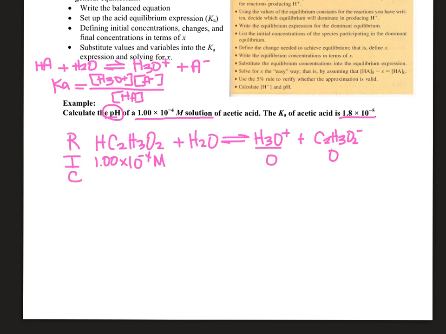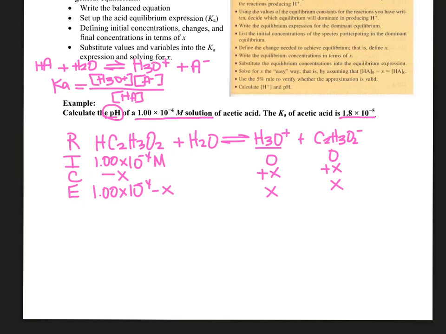As things change, this makes acids and bases really nice, in that we pretty much only change by one hydrogen every time. So it's always going to be minus X, and then plus X for your products. We don't have to pay as much attention to our stoichiometry, or the coefficients, because it's always going to be 1 to 1. At equilibrium, we are going to have 1.00 times 10 to the negative fourth minus X of my acetic acid, so there's less of that. And then we're going to have X and X of H3O plus and acetate ions, because that's how it changed.